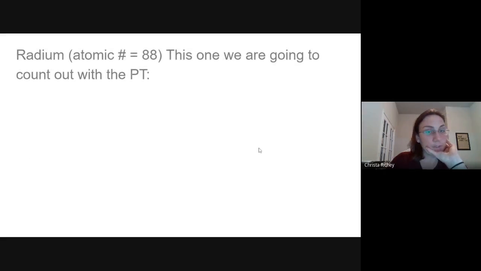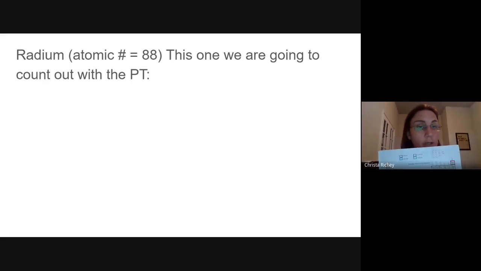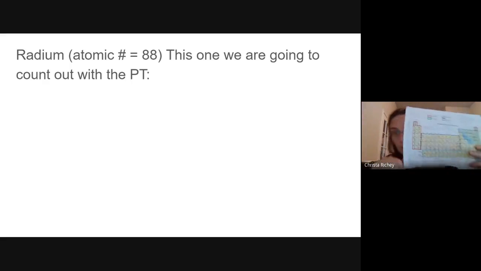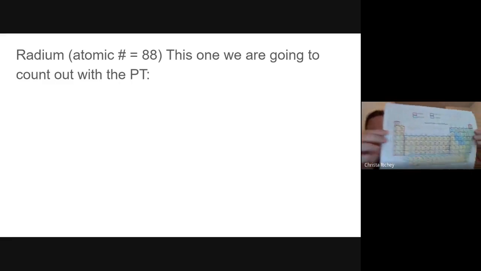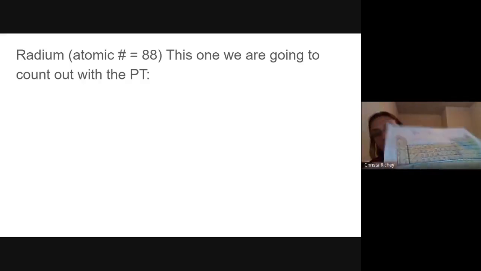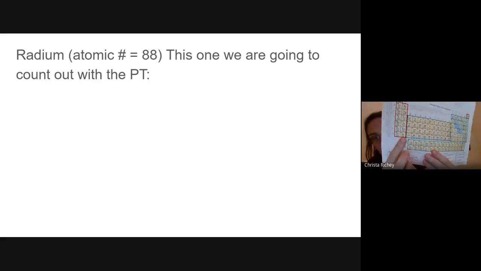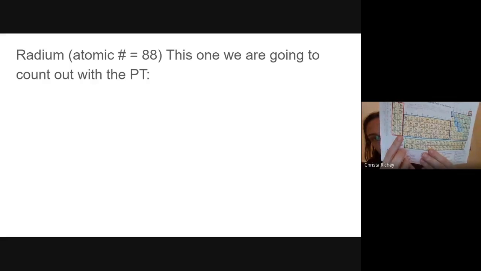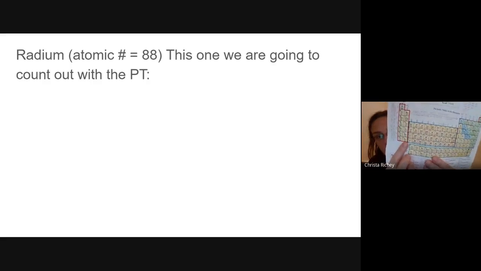And the next one we're going to do is radium. This is atomic number 88. I'm not going to do it with all those blanks. If you look at the one that has my face instead of the presentation, we're going to radium, which is down here in the 7th shell. It's in the S block, and it's the second one over. So I know full well that it's going to end with 7s2.